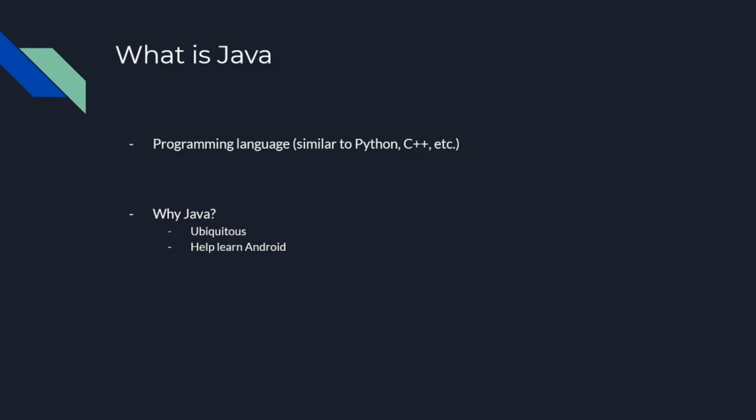So to begin, just a bit of background. Java is a programming language and it's similar to Python and C++, and lots of people use Java because it's ubiquitous and it has many different applications. And additionally, it's a good pathway to help you learn Android or mobile development.